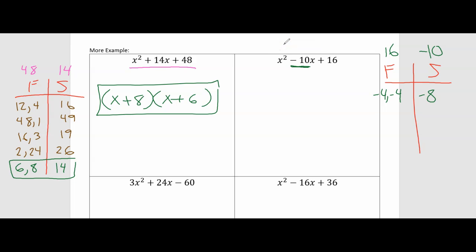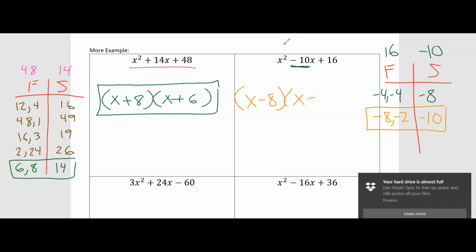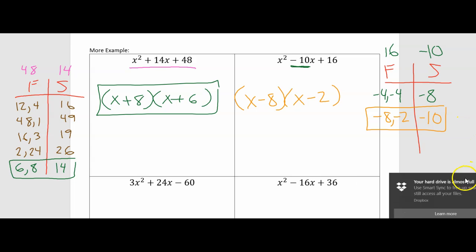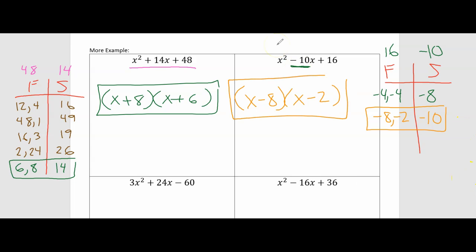We can do negative 8 and negative 2. And voila, I have negative 10 as my sum. So this time, my factorization is going to be x minus 8 times the quantity x minus 2. And again, it doesn't matter if you switch those. I could write this as x minus 2 times the quantity x minus 8. When I'm multiplying, it's going to give me the same thing. So both of these answers would be correct as long as you have the right factors.